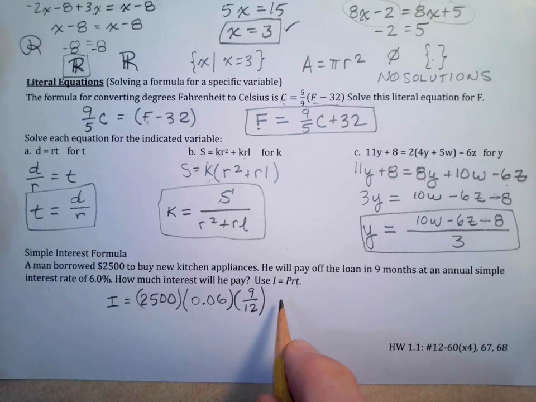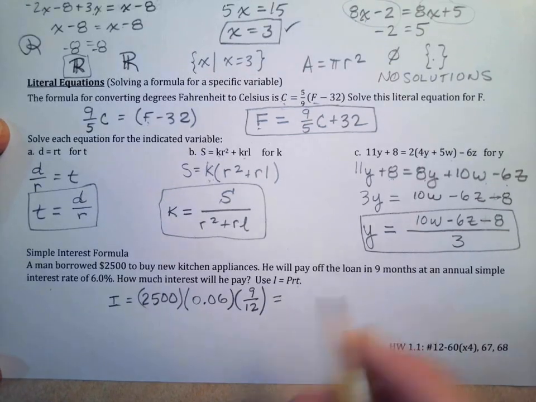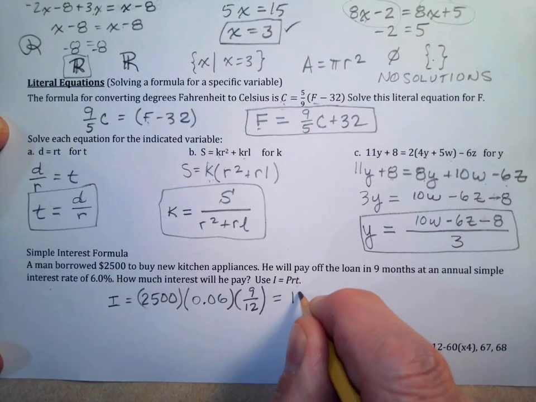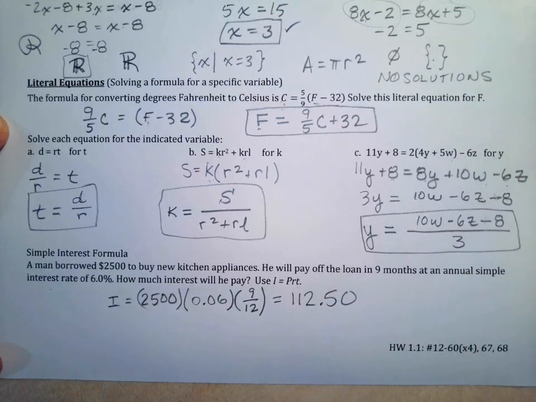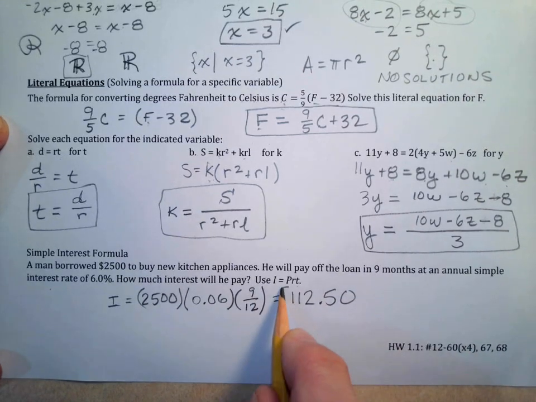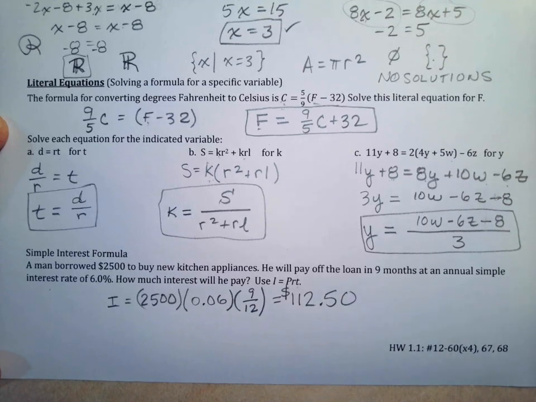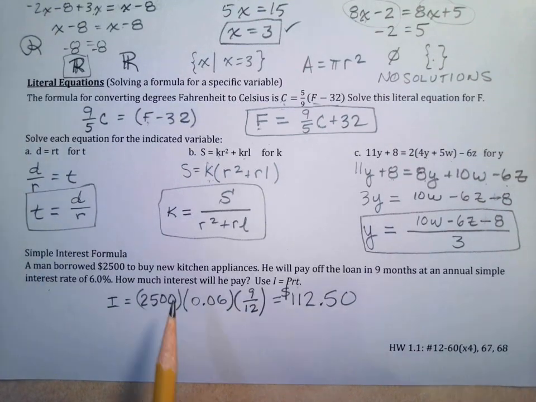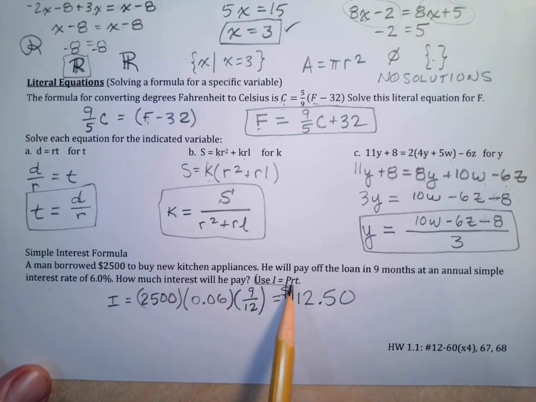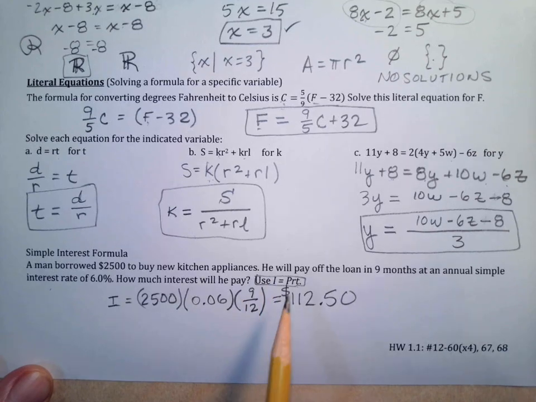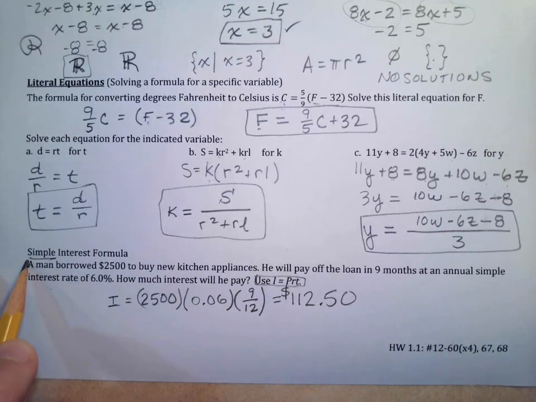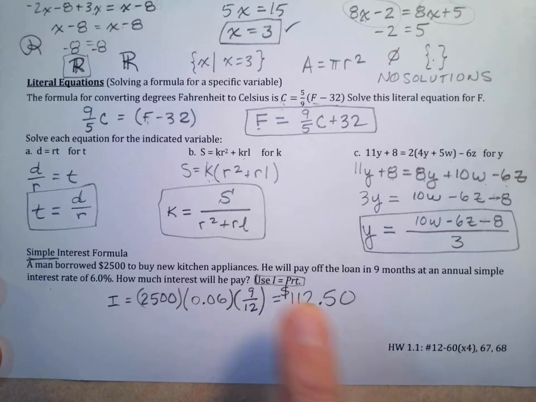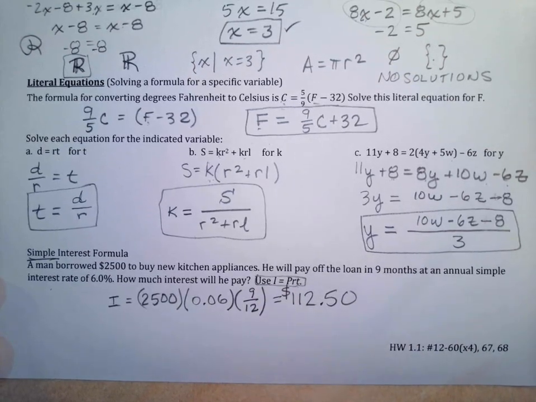And then in this case we would just pick up a calculator. We would not expect you to do this without a calculator. It's just a little bit tedious to multiply all that. So he would pay $112.50. And again, this is an overly simplified formula for interest. When we say simple interest, that's the key. For simple interest, we're just going to use this formula. We'll have a much more complicated formula later on.